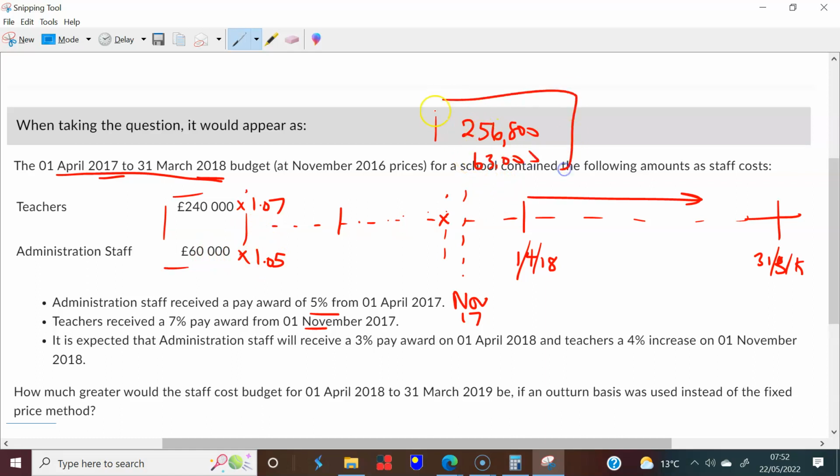63,000. So from a fixed point of view, this is our budget, right? This is our standard budget. Now, the question goes on to say, well, what if we want to also include what we know could happen in the future? Remember, when we meet at 17, we only take events that have happened. So when we do this here, what we are saying is that in the future, because it's going to happen, we're planning for this budget, we know that you will also be giving a 3% pay award.